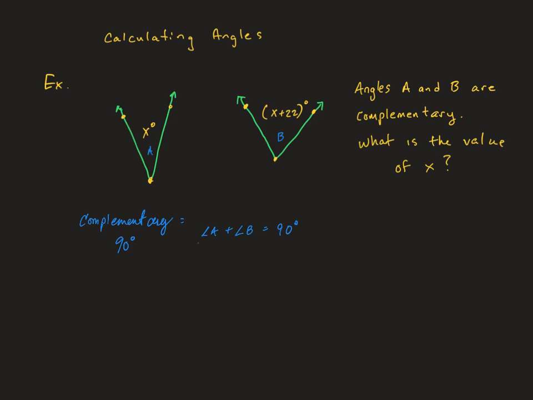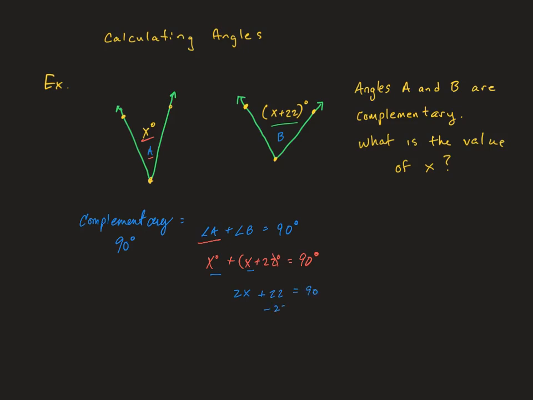Okay, if I have angle A is also equal to X degrees, and then angle B is equal to X plus 22, and all those two added together are going to be 90. So now I can do some inverse operations. And I have X plus X is going to give me 2X plus 22 is equal to 90.